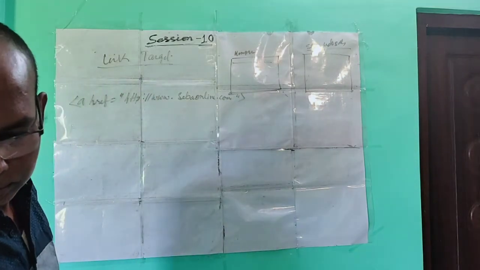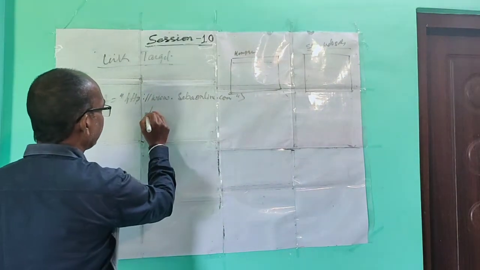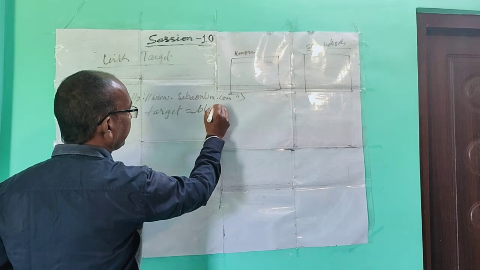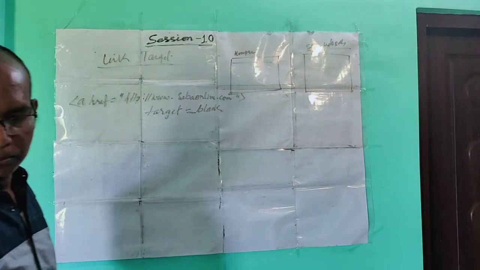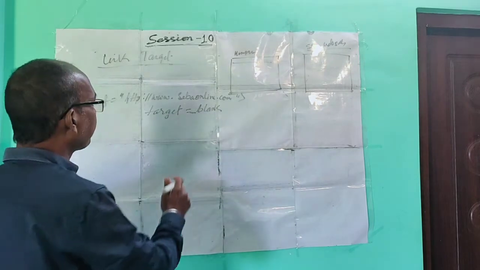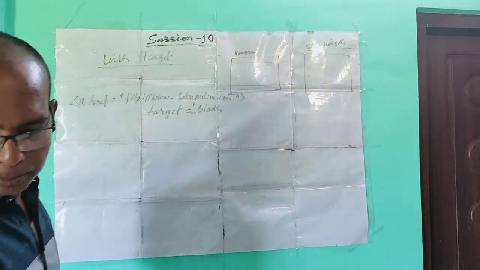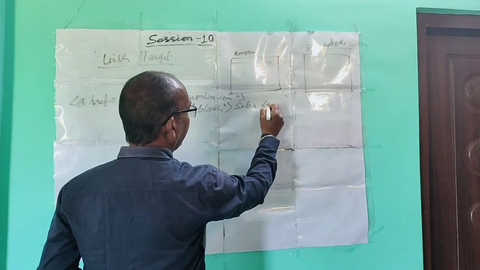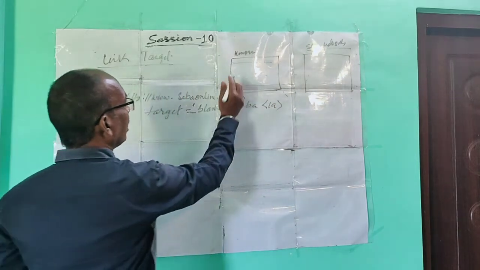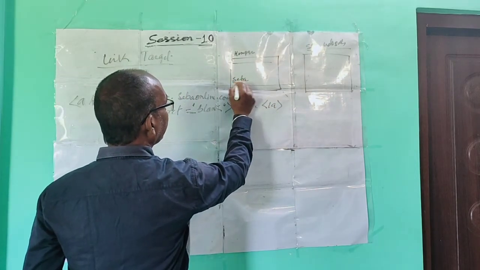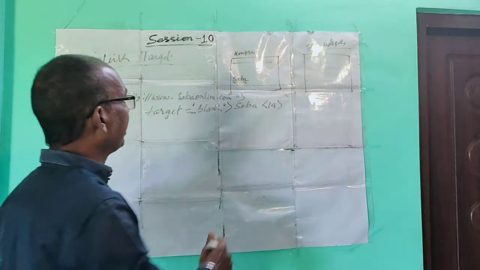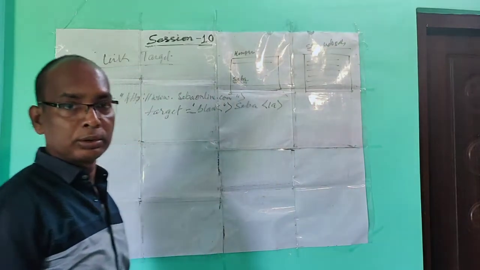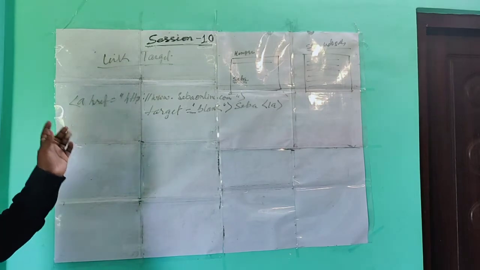Seva Online ORG. Here you can use target equals to underscore blank, then add Seva and anchor close. So this Seva will appear in your home page. When you click this link, the Seva website will open in another window, not in the same window.